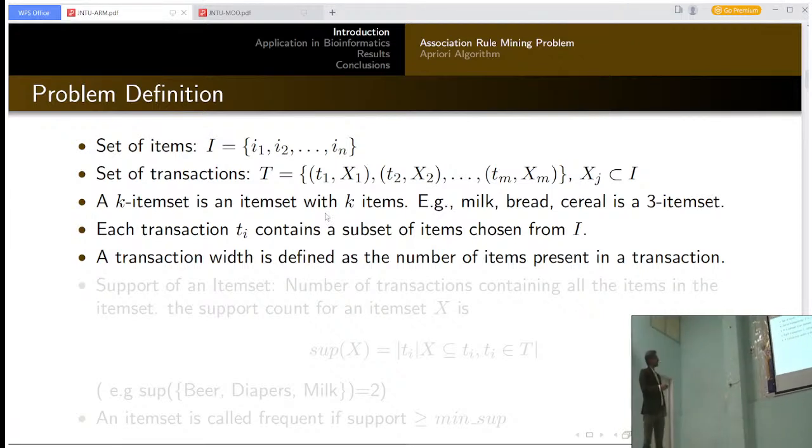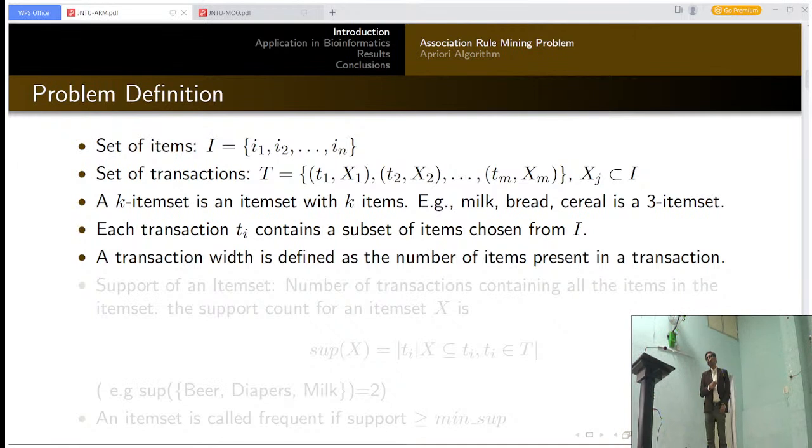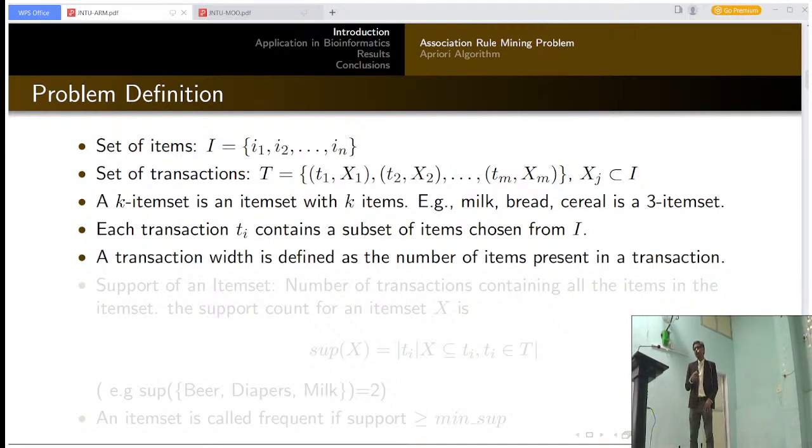I will call an item set a k item set if the number of items in that item set is k. So these are just some terminologies to help you understand the basic things later on. For example, if you have an item set milk, bread, cereal, it will be called a 3 item set because it has 3 items. Each transaction Ti contains a subset of items chosen from capital I. I is the set of all items. And a transaction width is defined as the number of items present in the item set. So a k item set has a width of k.